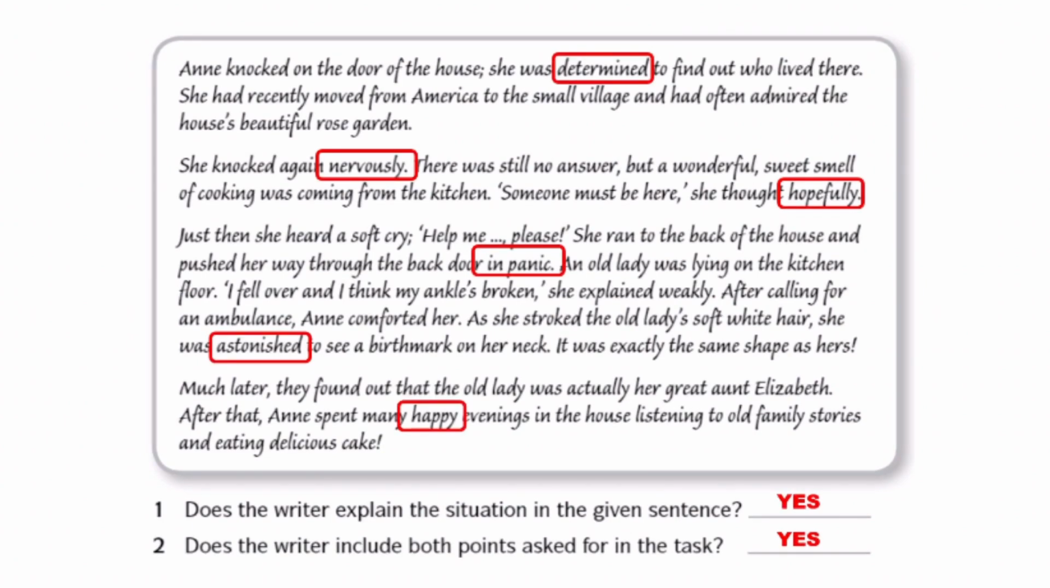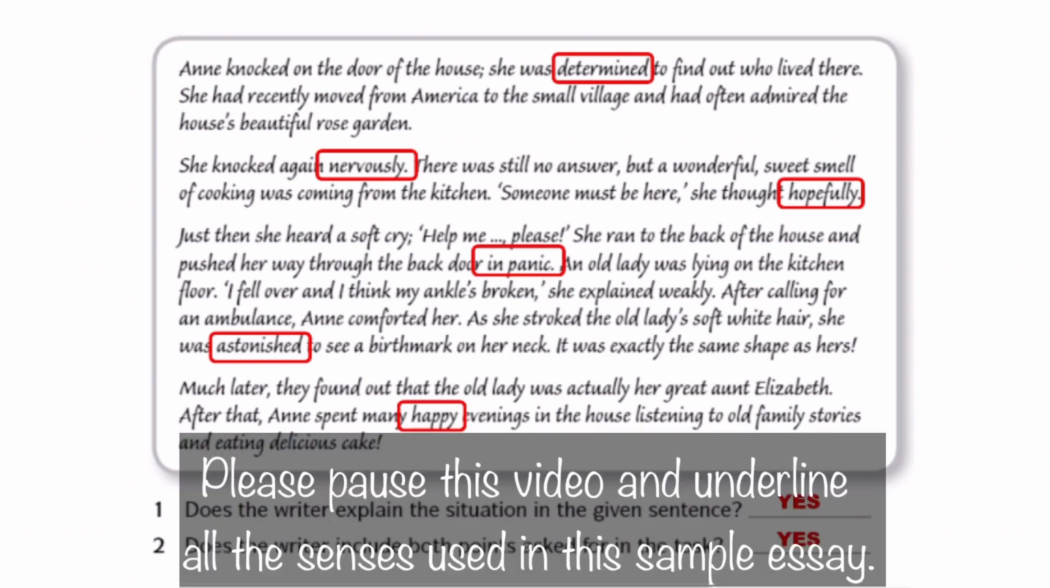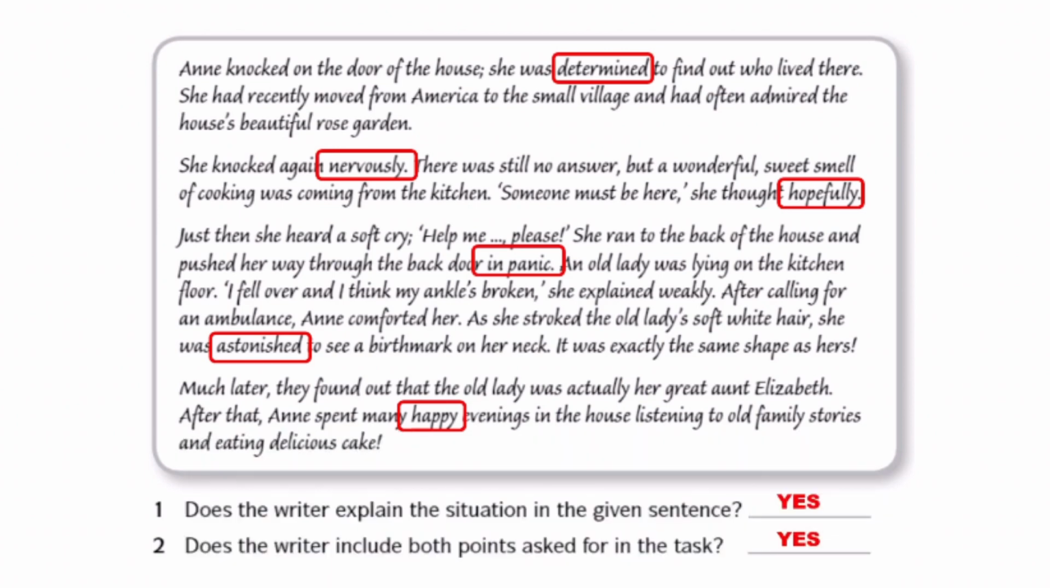Did you get that? Now, another way to bring your story to life is to use some of the 5 senses, like sight, hearing, smell, taste and touch. Okay, so can you underline examples of these in the model story? If you have done that, let's check the answers.